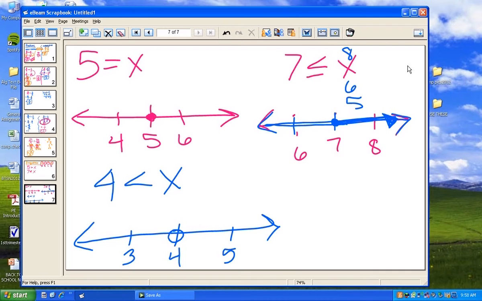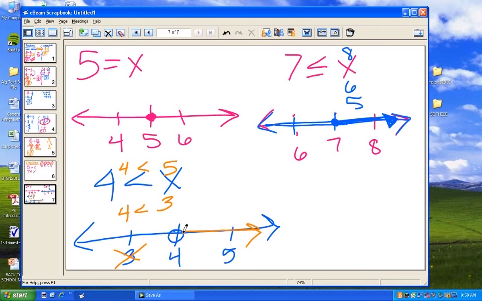Okay, so where is 4 less than x? Choose a number. If I did 3, and I plugged 3 in for my x, is 4 less than 3? No. So we're not going to shade in this direction. Now let's try the 5. If I put a 5 in, is 4 less than 5? Yes. So I'm going to shade in this direction.